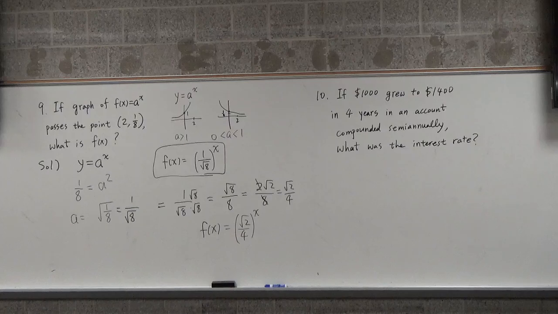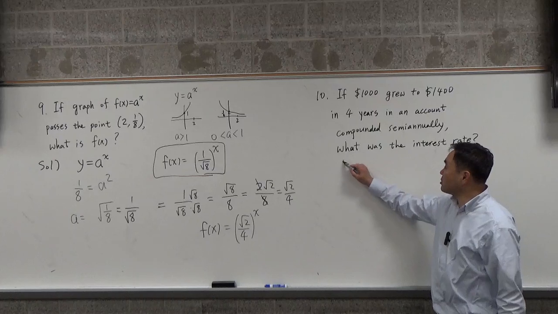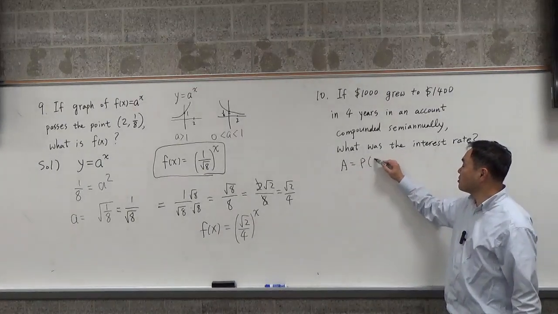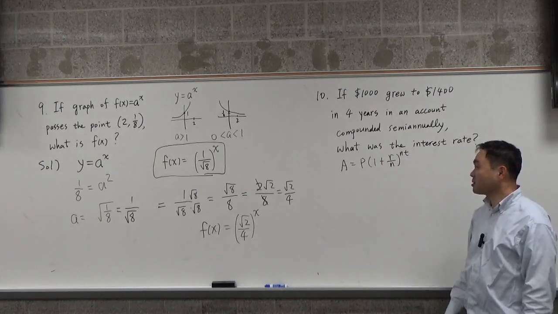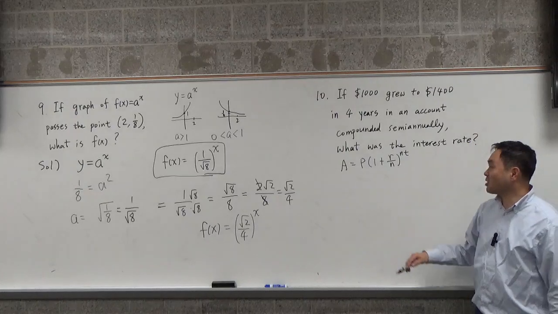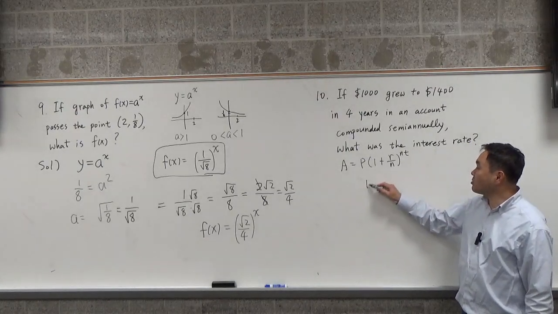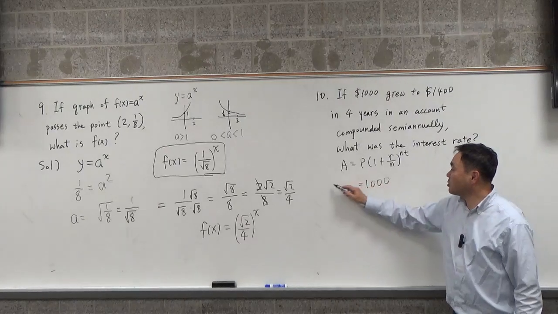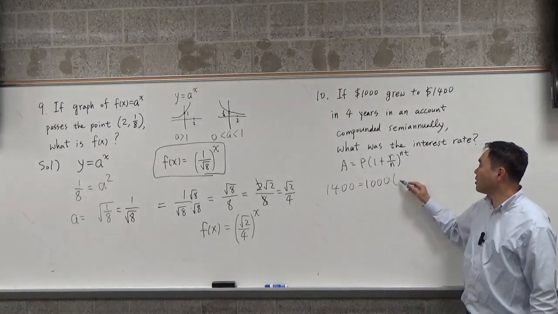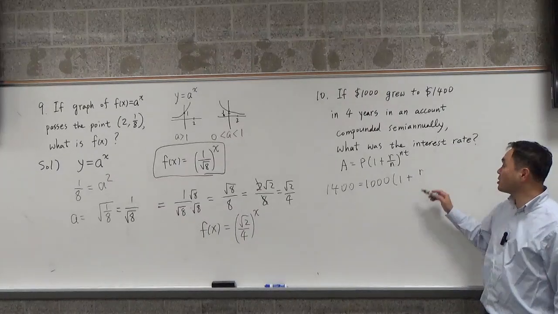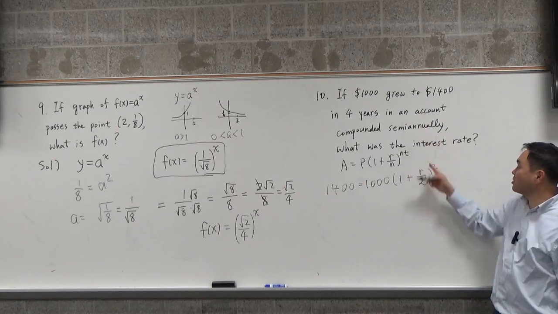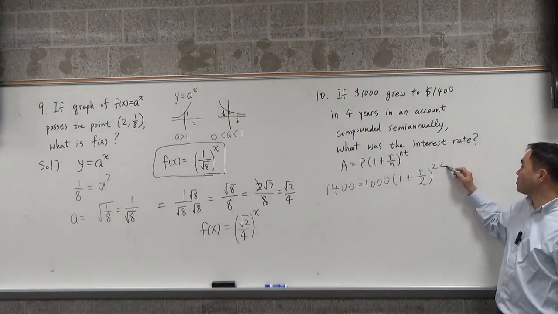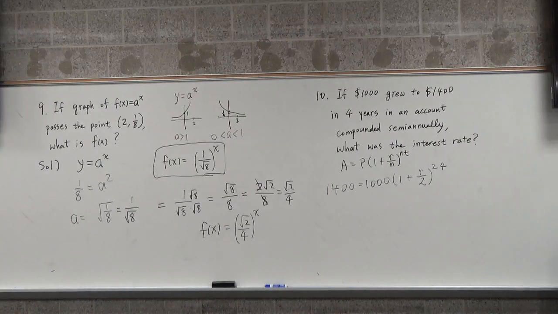Okay, now let's look at number 10. $1,000 grew to $1,400. So again, we are going to use this formula. Make sure that you come to the exam with this memorized. I'm not going to tell you during the exam. So if $1,000 became $1,400 after some mysterious interest rate is applied semi-annually, 2 is n. Semi-annually means n is 2, and a total of 4 years were spent.